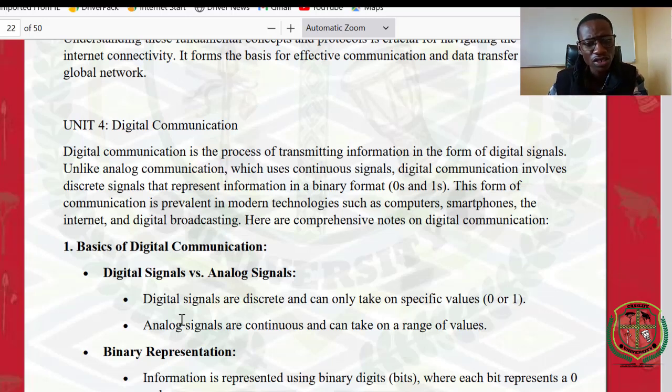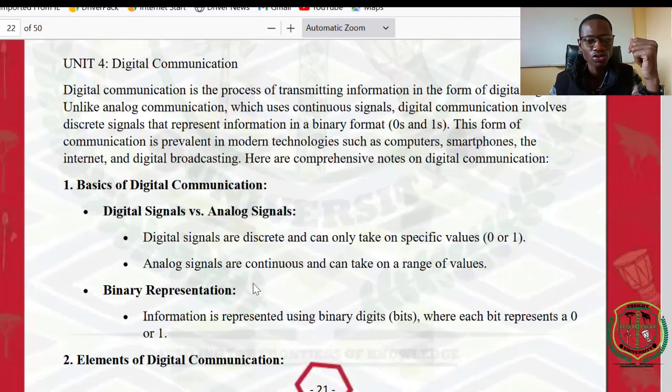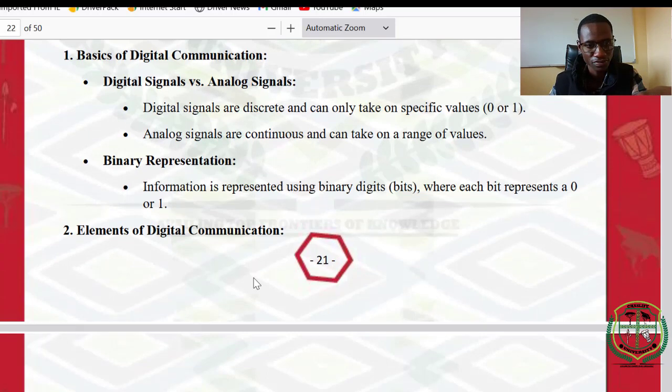Whereas analog signals are continuous and can take on a range of values. So the major difference is that digital signals are discrete. It means that they are measured in binary, zeros and ones. It uses only zeros and ones. Then the analog signals are continuous and can take a range of values. You will understand later what we mean by continuous. Let's go on to looking at binary representation.